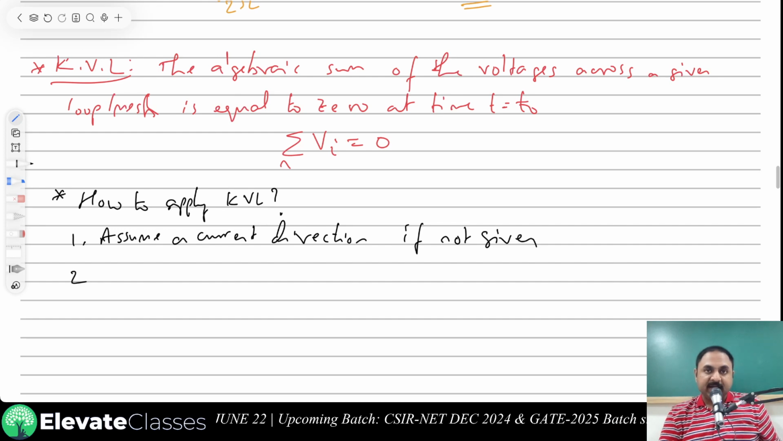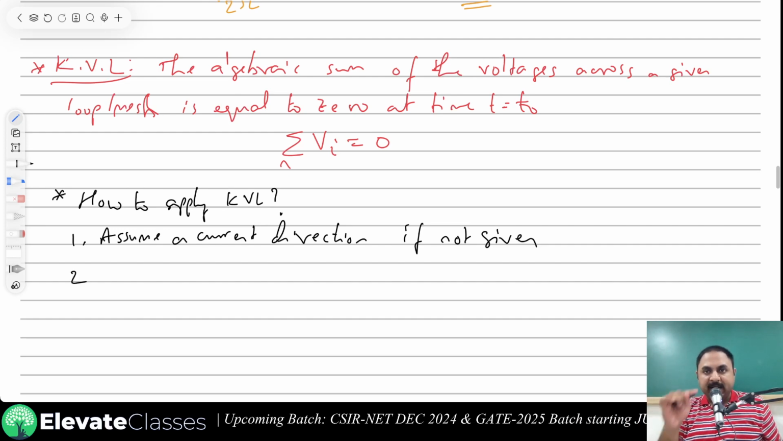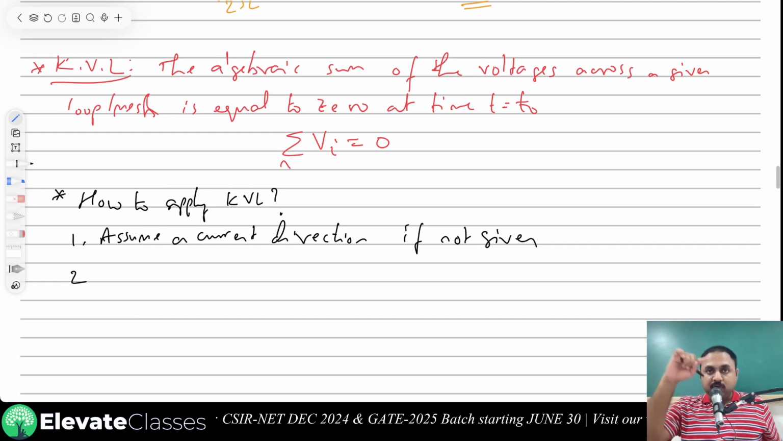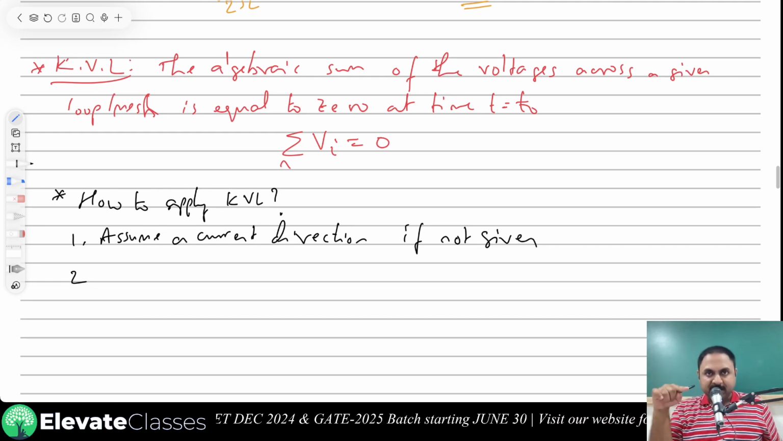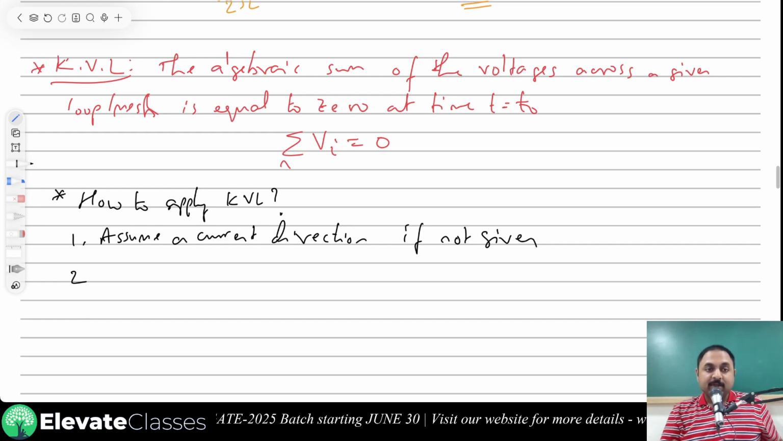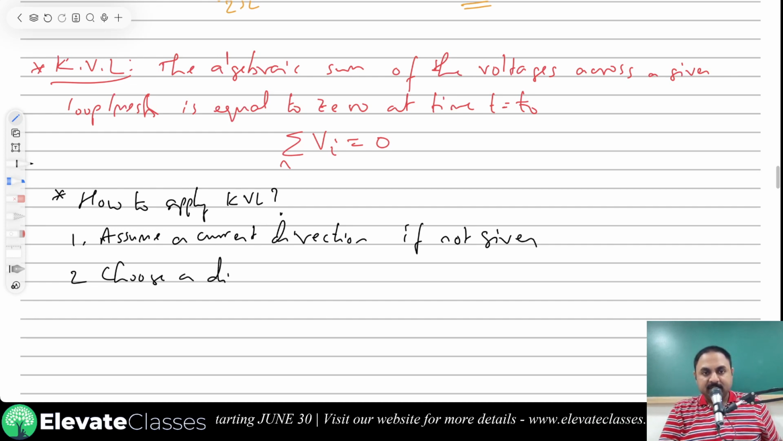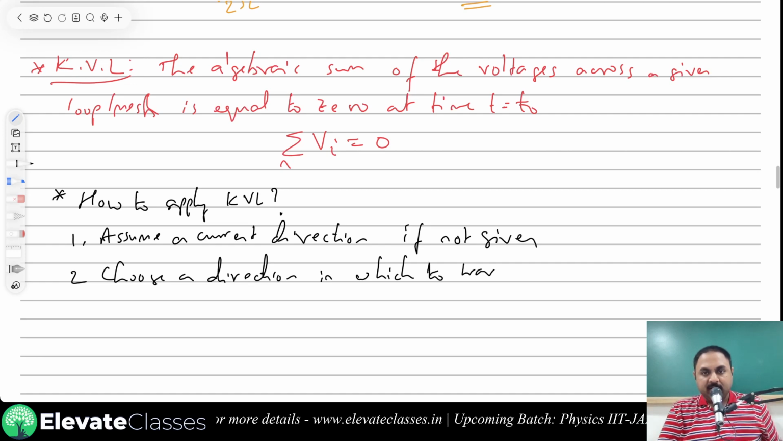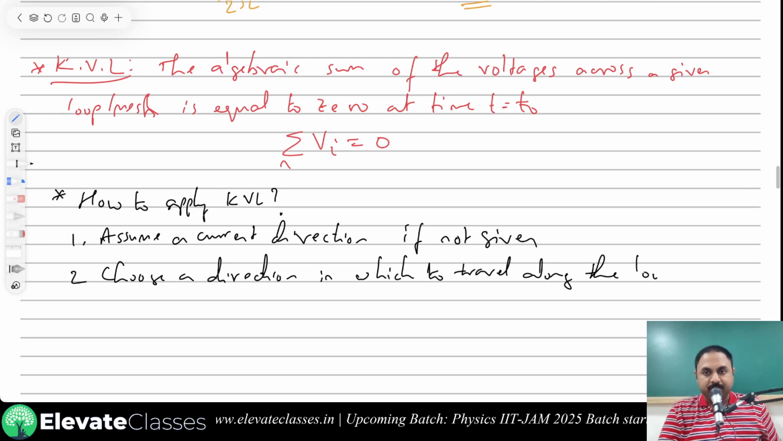Now what does KVL tell you? It tells you go along a loop and add the voltages. Go along a loop and add the voltages. A loop is a closed path, right? You can go clockwise or you can go counterclockwise. Again, students get confused. So you choose a direction. Choose a direction in which to travel along the loop.